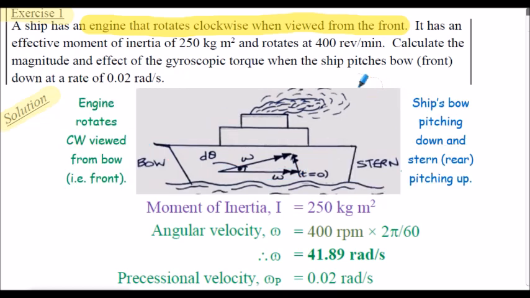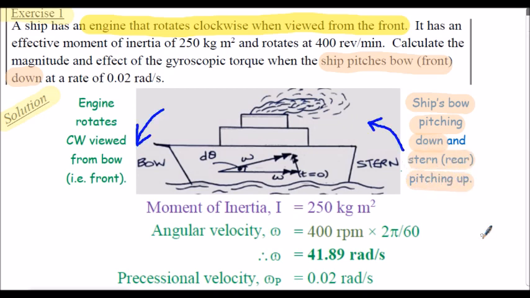And we're also informed in the question that the ship pitches bow, that's the front, down. So if the ship pitches bow down, and obviously the stern pitches up, as shown here, which means we draw the second angular velocity vector in this orientation here, having rotated through small angle d theta. So the change in angular velocity is shown by this double-headed arrow here, extending from the beginning of the vector to the end of the vector.